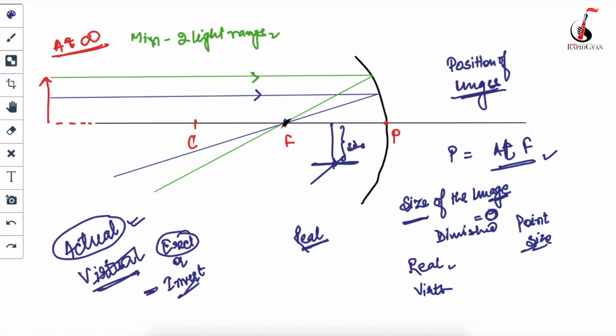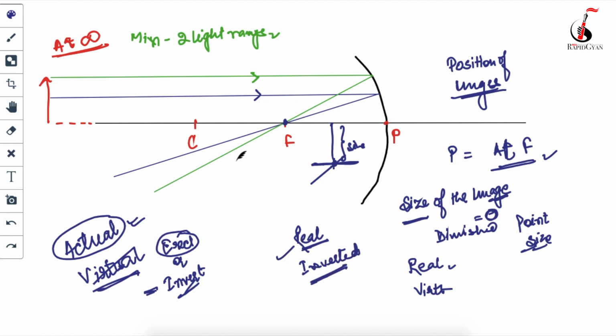But what happens if you come closer to the mirror, which we are going to study in the next cases? If you come closer to the mirror, what will you see? You will see that the image is formed somewhere below the principal axis. That's why I say that in this case also your image will be inverted. So these are the things you will have to remember.